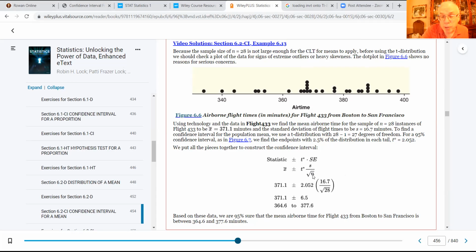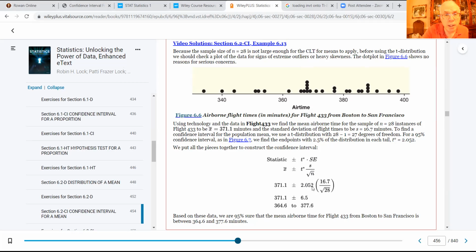In the standard error formula, it's not asking for degrees of freedom. Don't get these things mixed up. It says N here, that's the sample size, you put 28 there. You're going to put 371.1 for your sample mean, for those 28 times. So what's the other component of this? It's the T. The T times the standard error is going to give you the margin of error, this whole thing here. How do you find the T? Remember, degrees of freedom is 27.